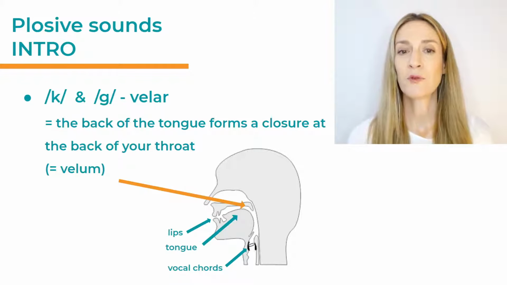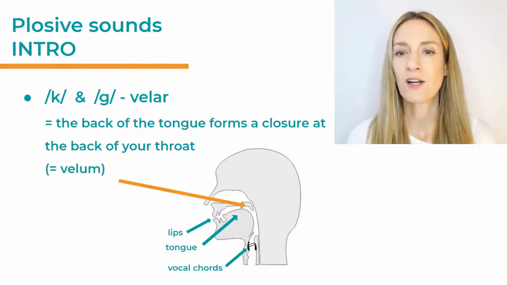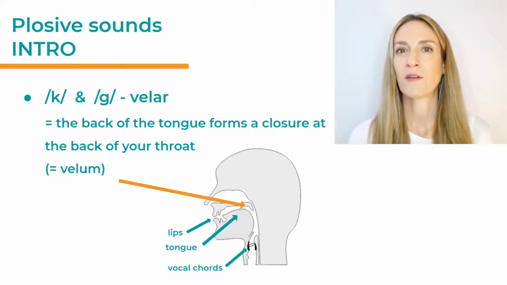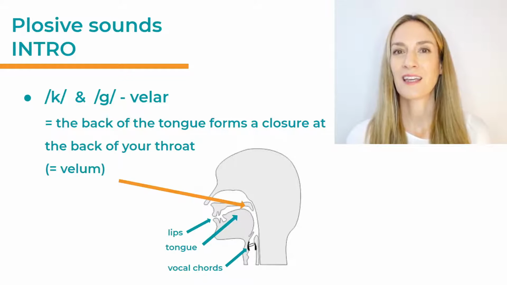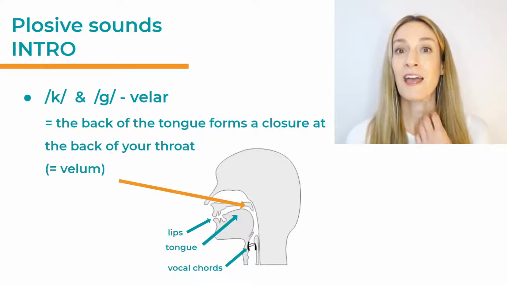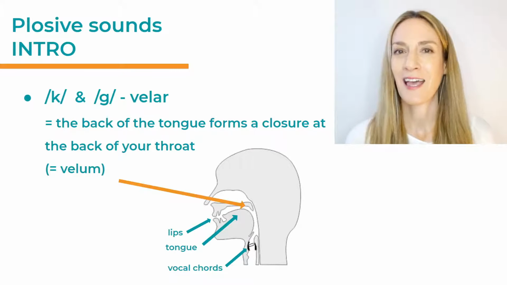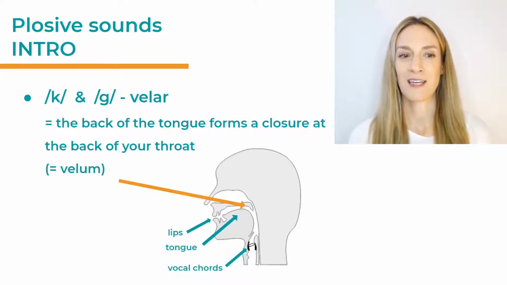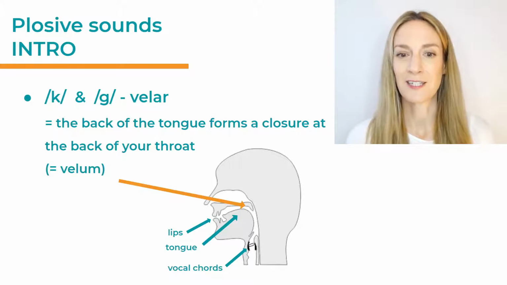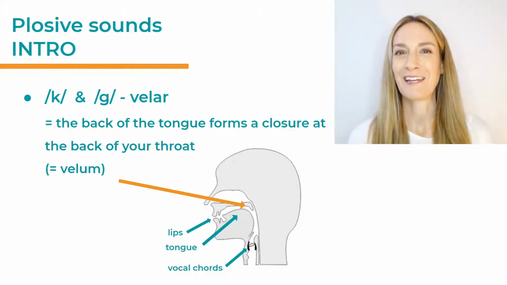The tongue moves to the back and forms a closure at the back of your throat, and the back of your throat is also called the velum, and that is why they are called velar sounds. So we have K and G, a closure right here at the back of your throat, and then you suddenly release it and we can hear the sound. You can see I've put an arrow here to the part where the velum is. K unvoiced and G voiced.